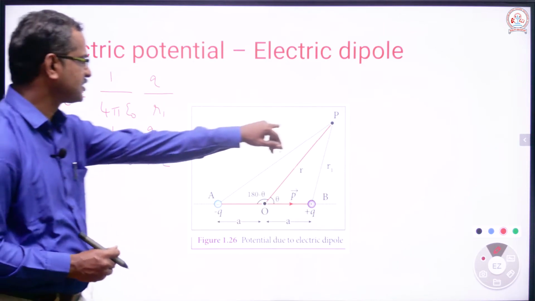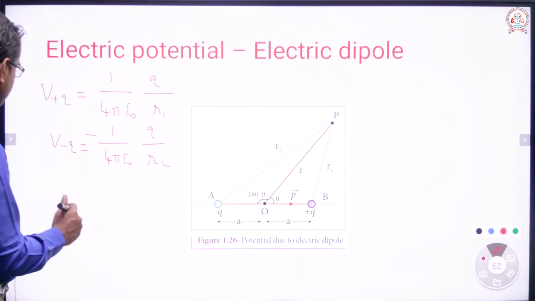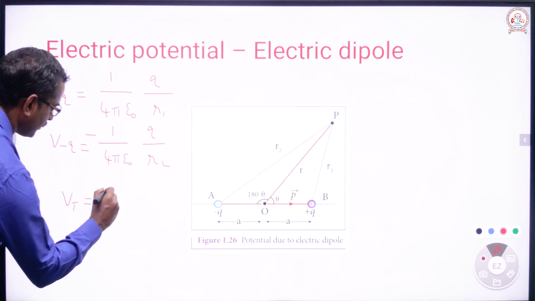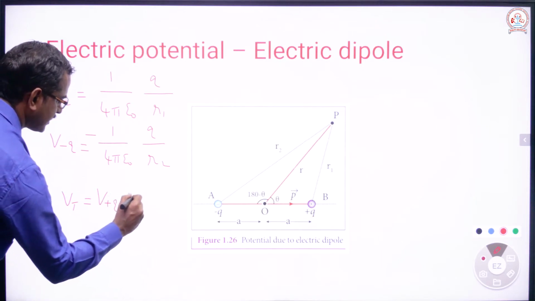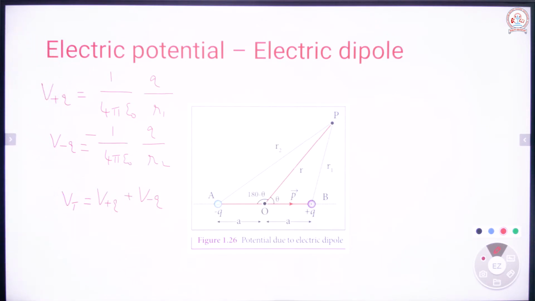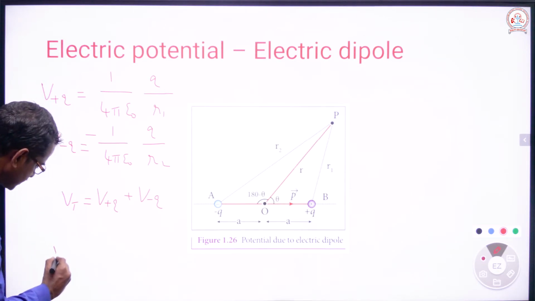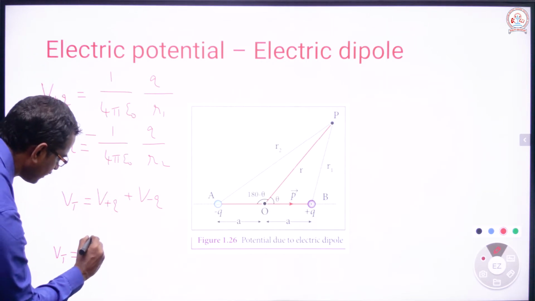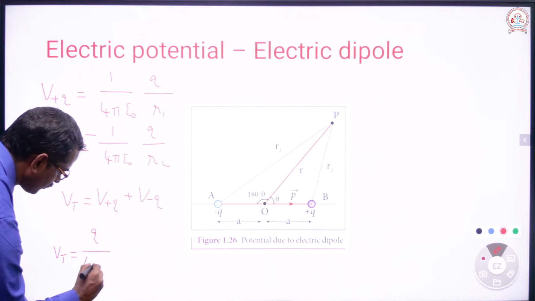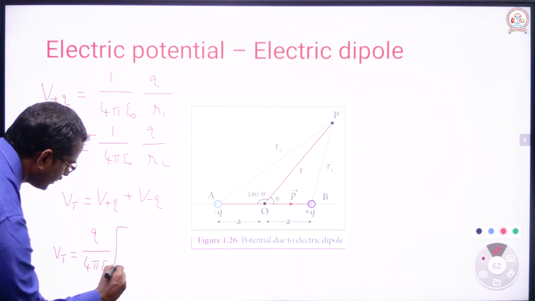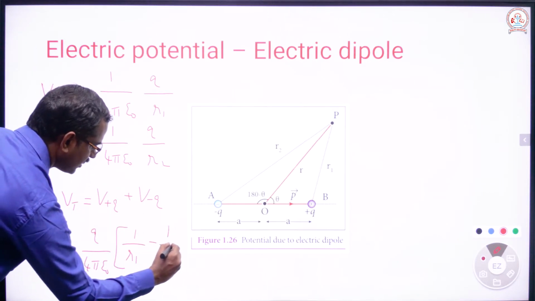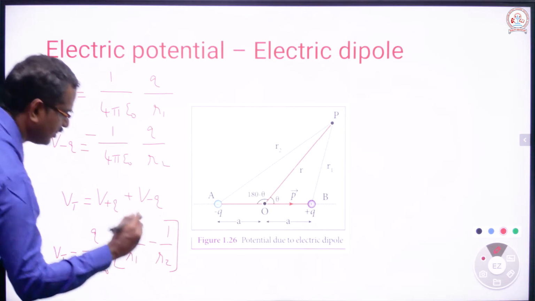Then the total electric potential at this point will be equal to the electric potential due to plus q plus the electric potential due to minus q. This can be written as: the total electric potential is equal to q by 4 pi epsilon naught, let us take it common, 1 divided by r1 minus 1 divided by r2.